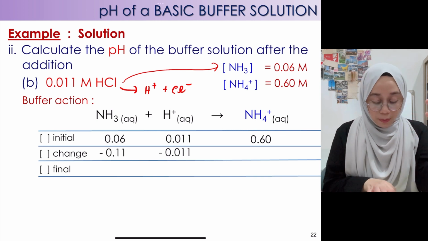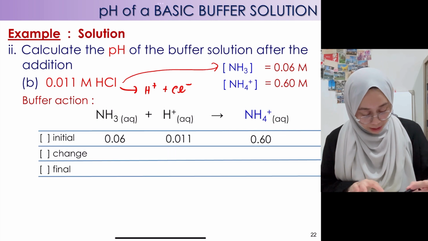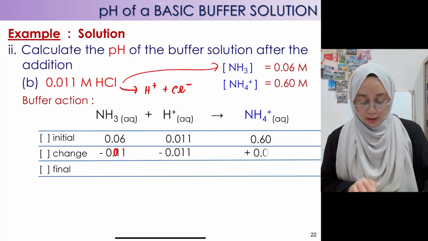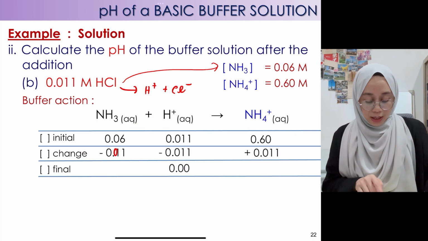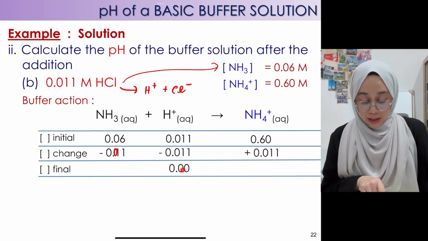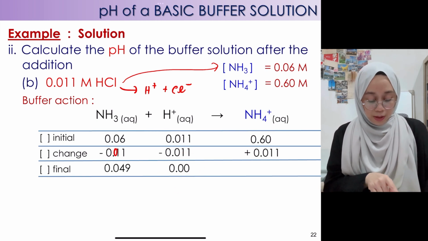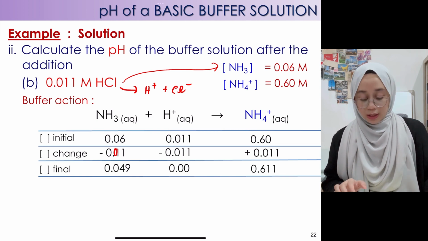So obviously kat sini pun minus 0.011. Sekejap. This one betulkan ke? Ni adalah minus 0.011. Okay, and then dekat sini plus 0.011. Okay, and then final dia pula, so make sure ini adalah 0. I think dalam nota Miss salah letak dekat sini, so tolong betulkan. This one sepatutnya adalah 0. Okay, and then yang ni pula akan jadi 0.049 and also yang ni akan jadi 0.611.